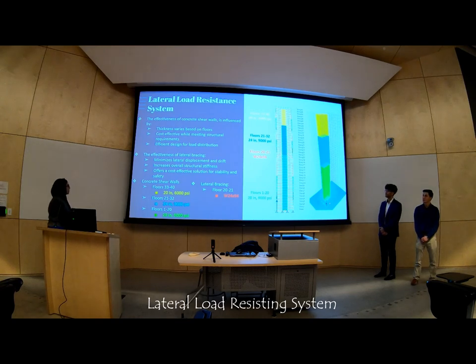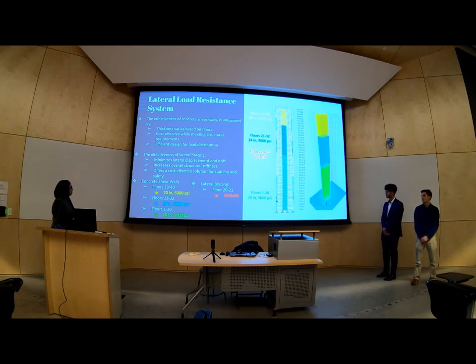So for our lateral system, we did use concrete shear walls as well as lateral bracing. The effectiveness of concrete shear walls is influenced by the thickness, which varies based on floors. This is cost effective while meeting structural requirements, and it's also an efficient design for load distribution. Lateral bracing minimizes lateral displacement and drift, and it increases overall structural stiffness. It also offers a cost-effective solution for stability and safety. For floors 1 through 20, we used the 28-inch wall and 9,000 PSI strength concrete.